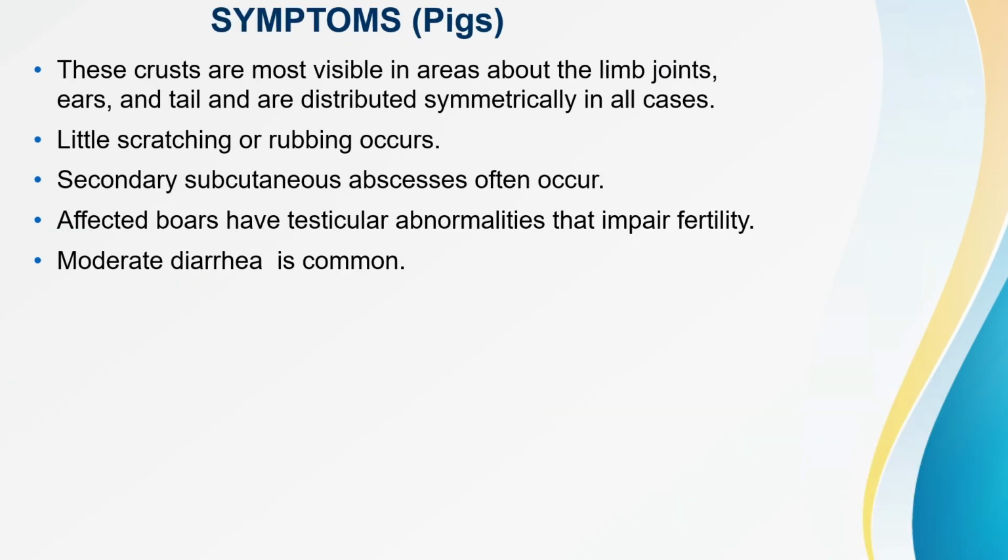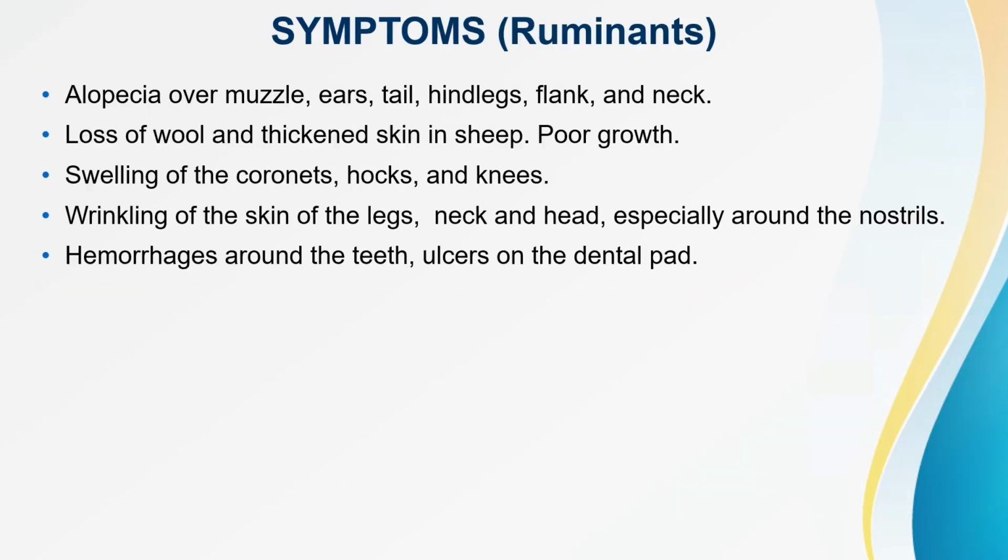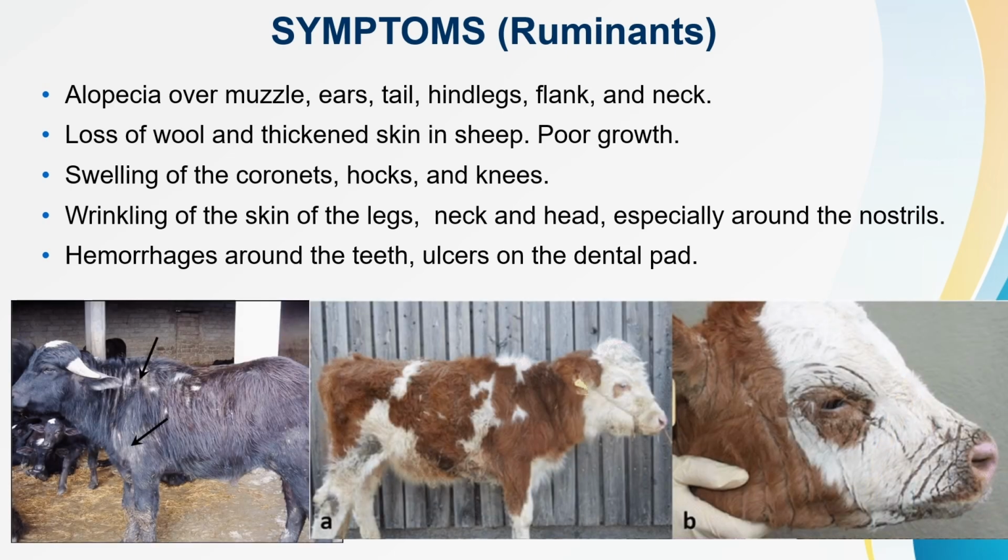These crusts are most visible in areas about the limb joints, ears, and tail and are distributed symmetrically in all cases. Little scratching or rubbing occurs. Secondary subcutaneous abscesses occur frequently. Affected boars have testicular abnormalities that impair fertility. Moderate diarrhea is common.